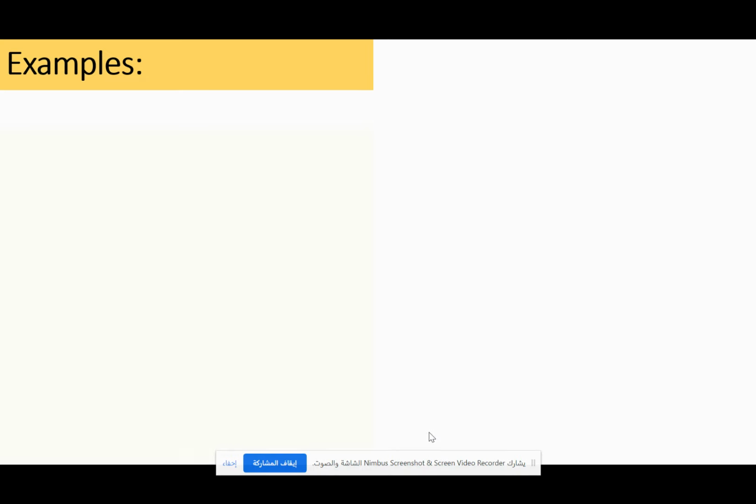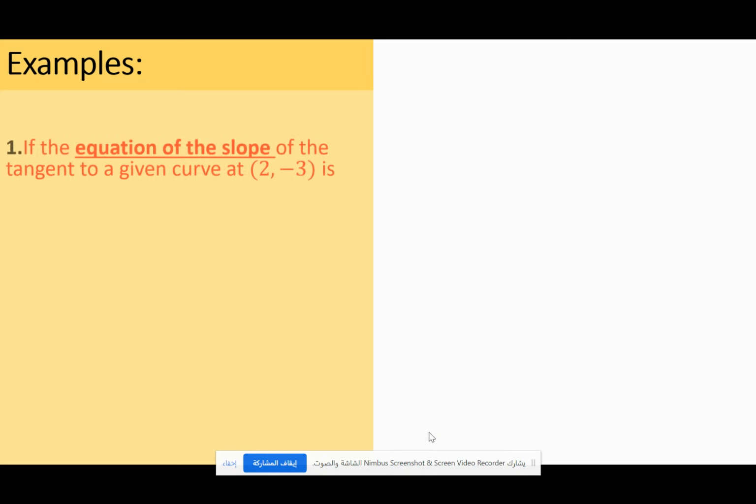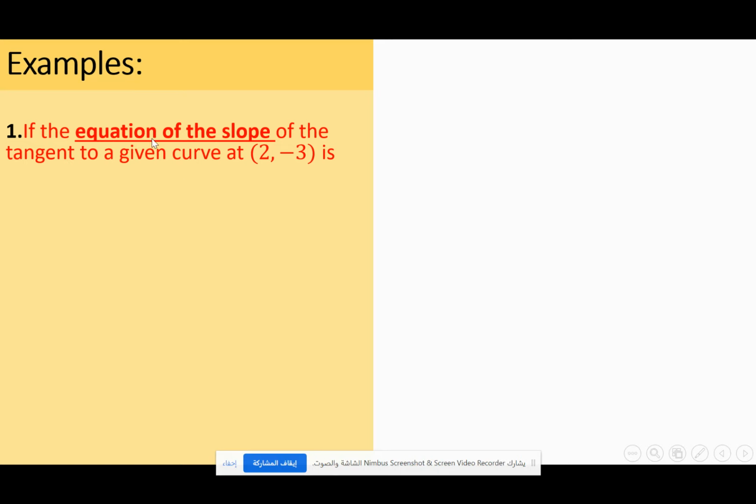The first example, number one. The equation of the slope of the tangent to a given curve at (2, negative 3) is 2x minus 3. That means he gives you the slope. The slope equation is given, so you need to find the equation of the curve.